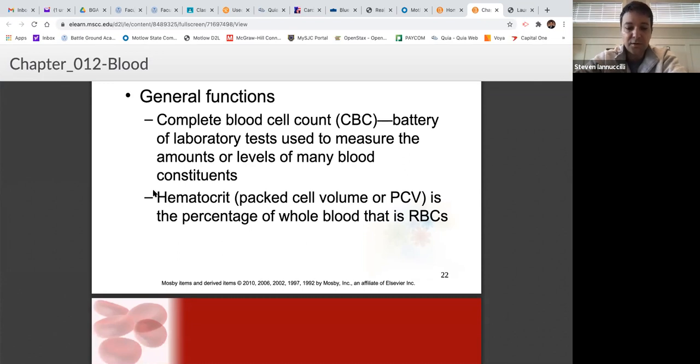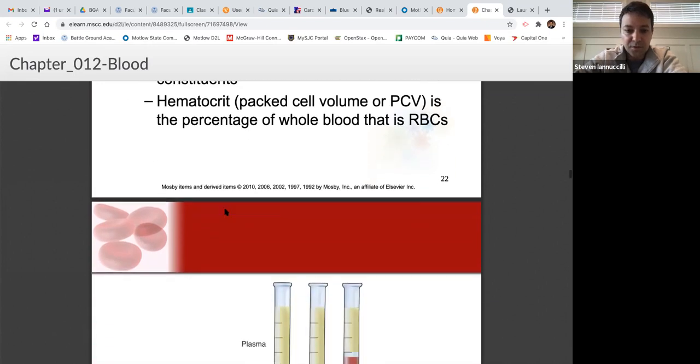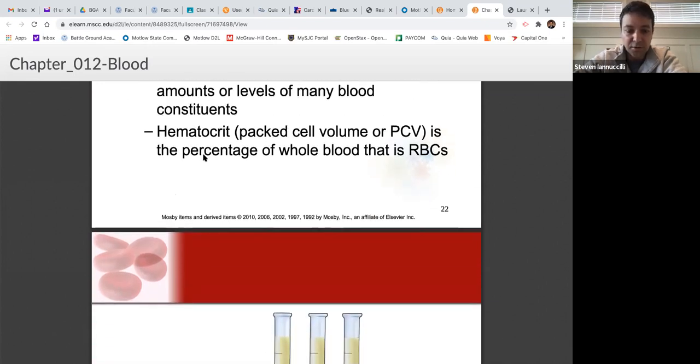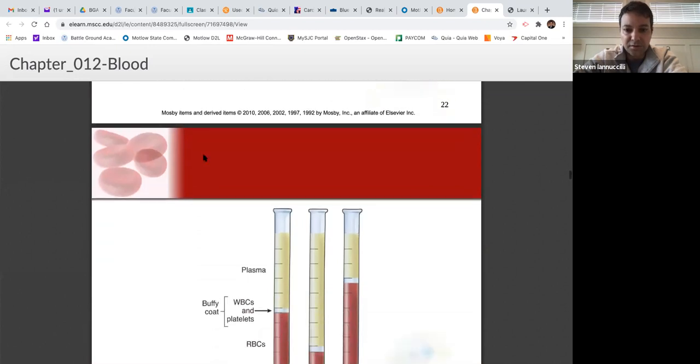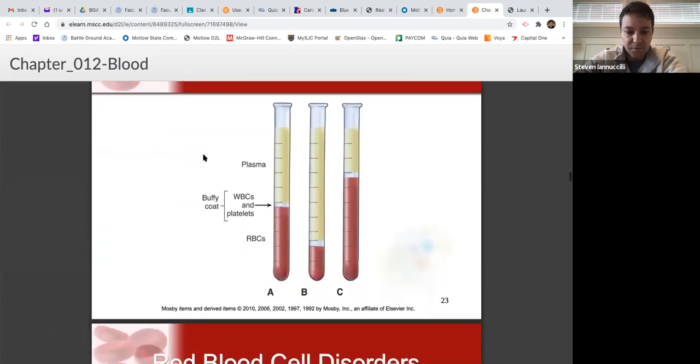Okay, hematocrit. The term hematocrit is the percentage of whole blood that is RBCs. So it's the percentage of blood that is red blood cells, pretty much. How much of your formed elements is red blood cells? And that's another thing that they test for in your battery of red blood cell tests.